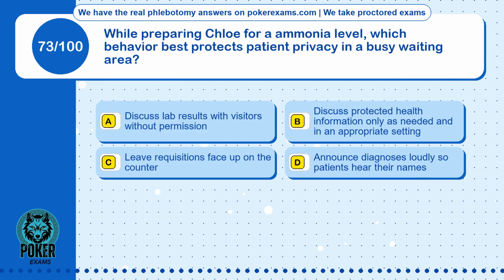Question 73. While preparing Chloe for an ammonia level, which behavior best protects patient privacy in a busy waiting area? Option A, discuss lab results with visitors without permission. Option B, discuss protected health information only as needed and in an appropriate setting. Option C, leave requisitions face up on the counter. Option D, announce diagnoses loudly so patients hear their names.